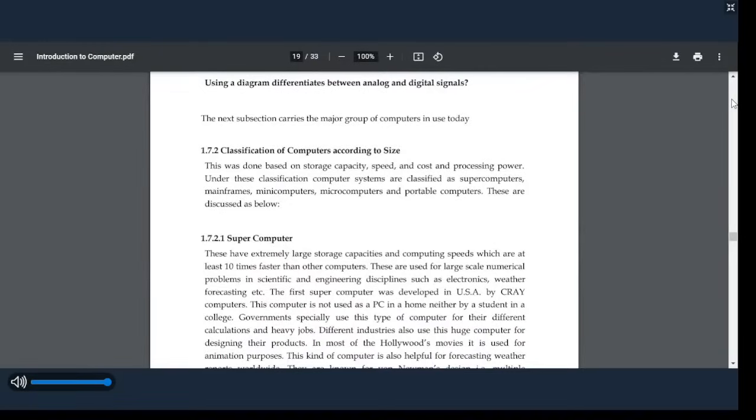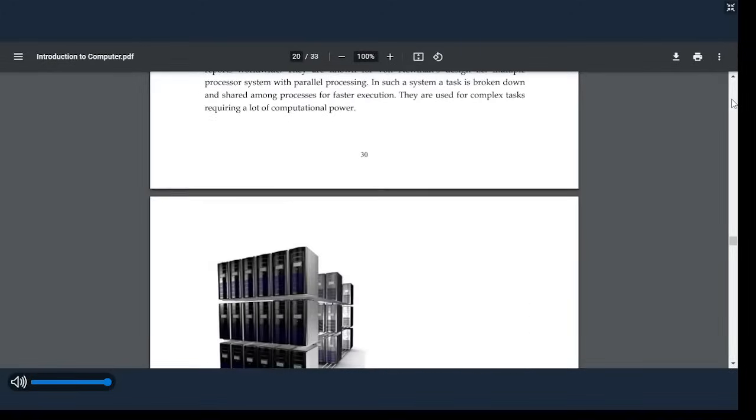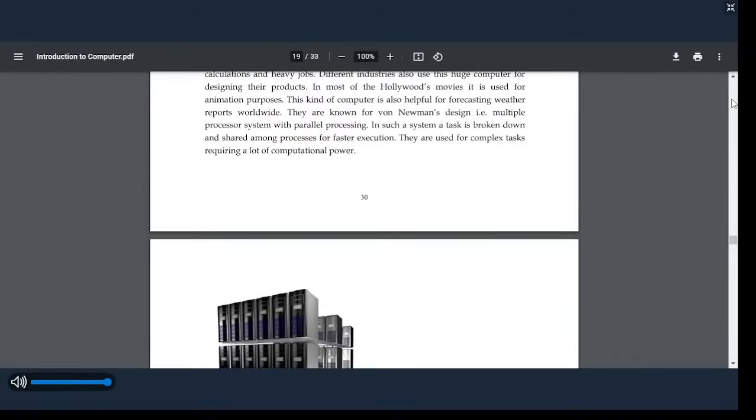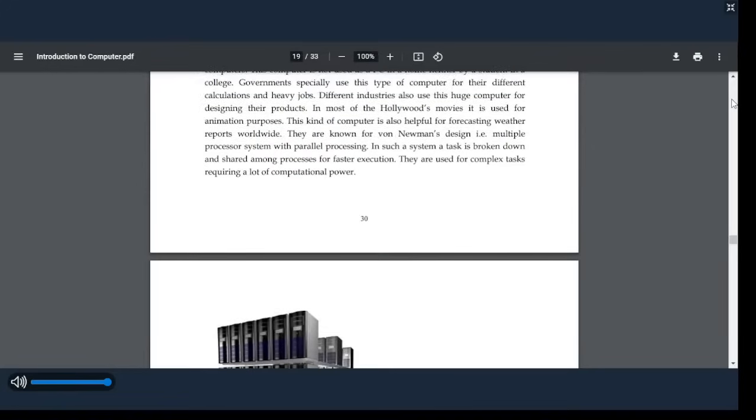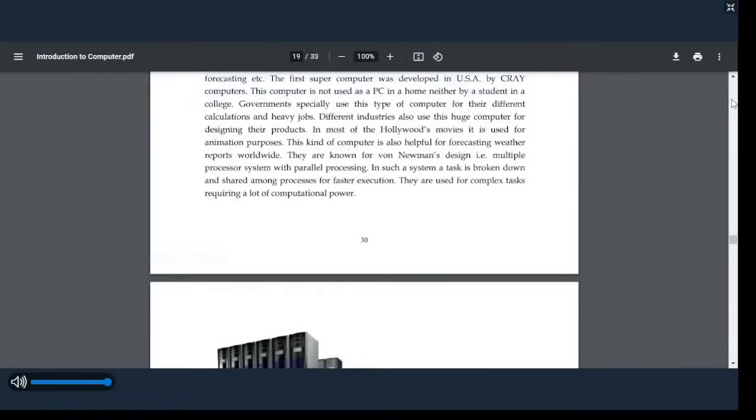In most Hollywood movies, it is used for animation purposes. So especially when you watch Hollywood movies, you will find that they use this type of computer. So you need to know that they could be used there. They were very large in size. They are known for von Neumann's design, multiple processor systems with parallel processing. They have very many processors, and they can do parallel processing. In such a system, a task is broken down and shared among processors for fast execution.